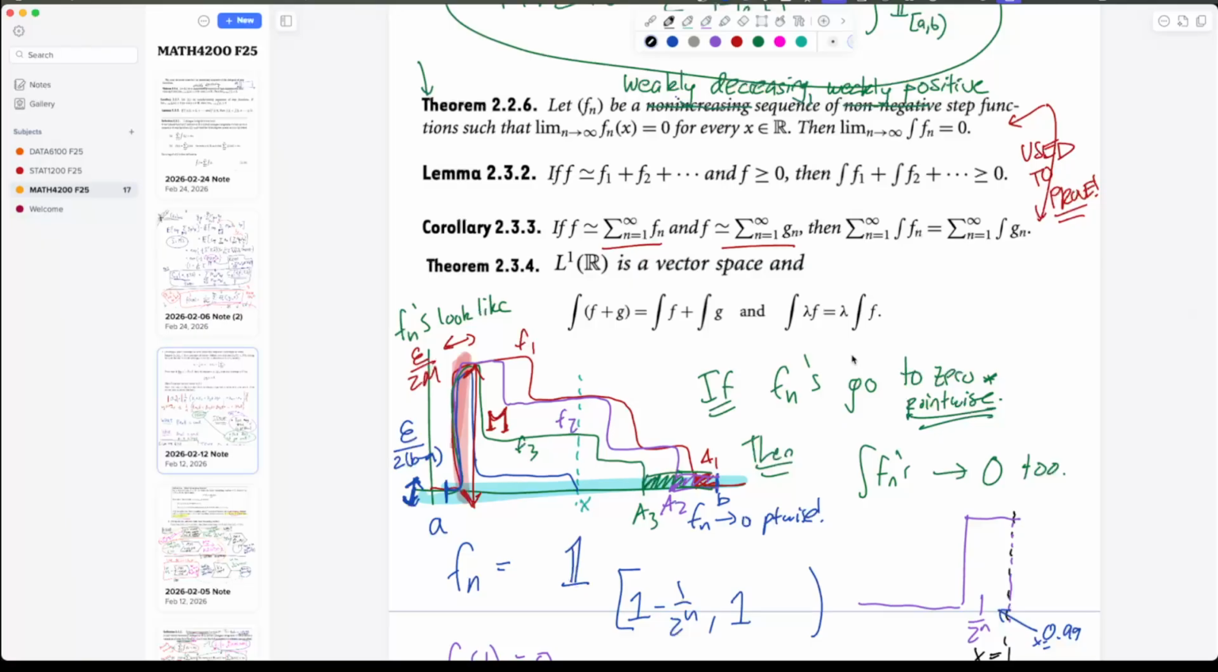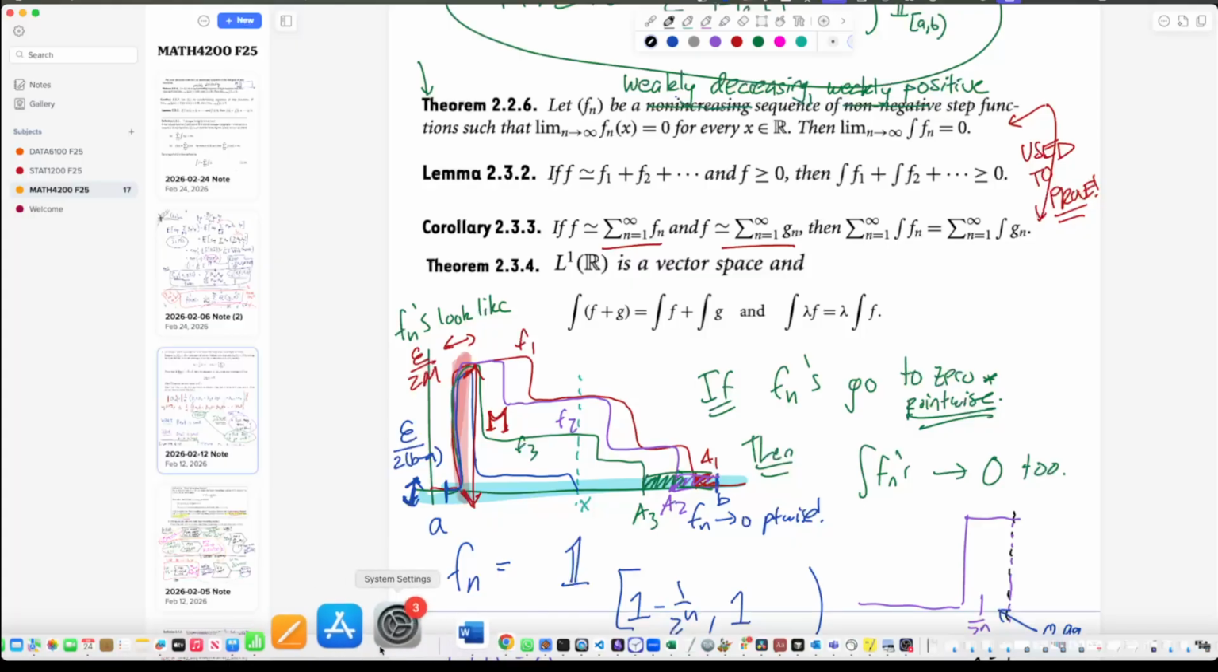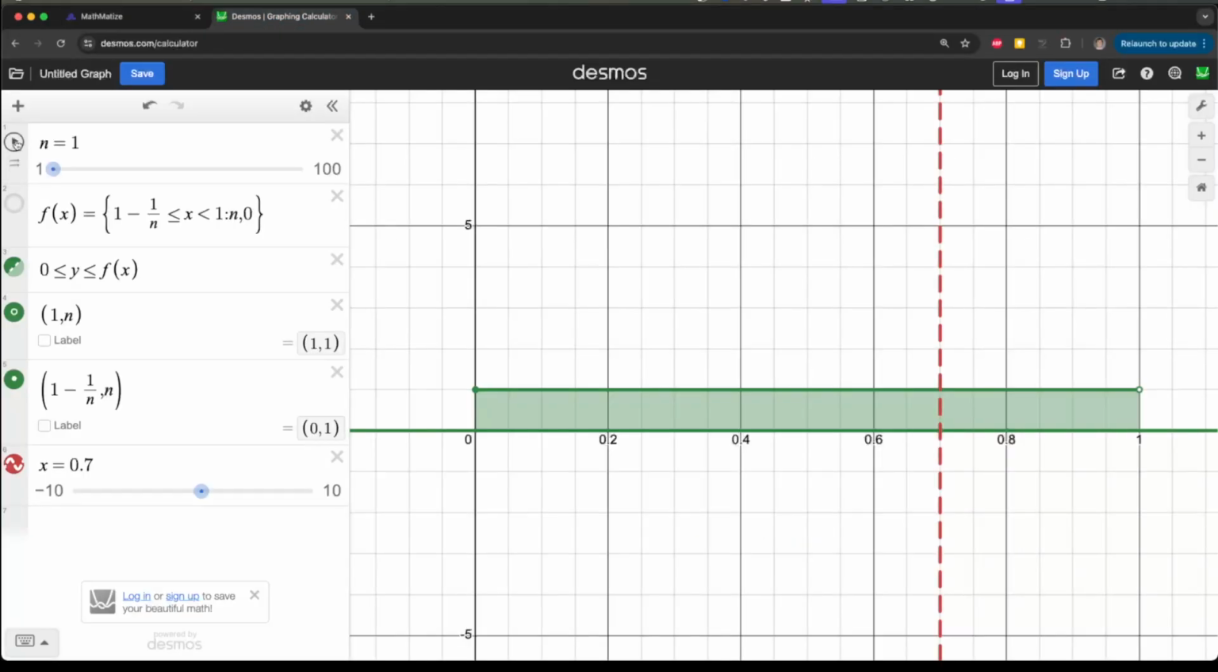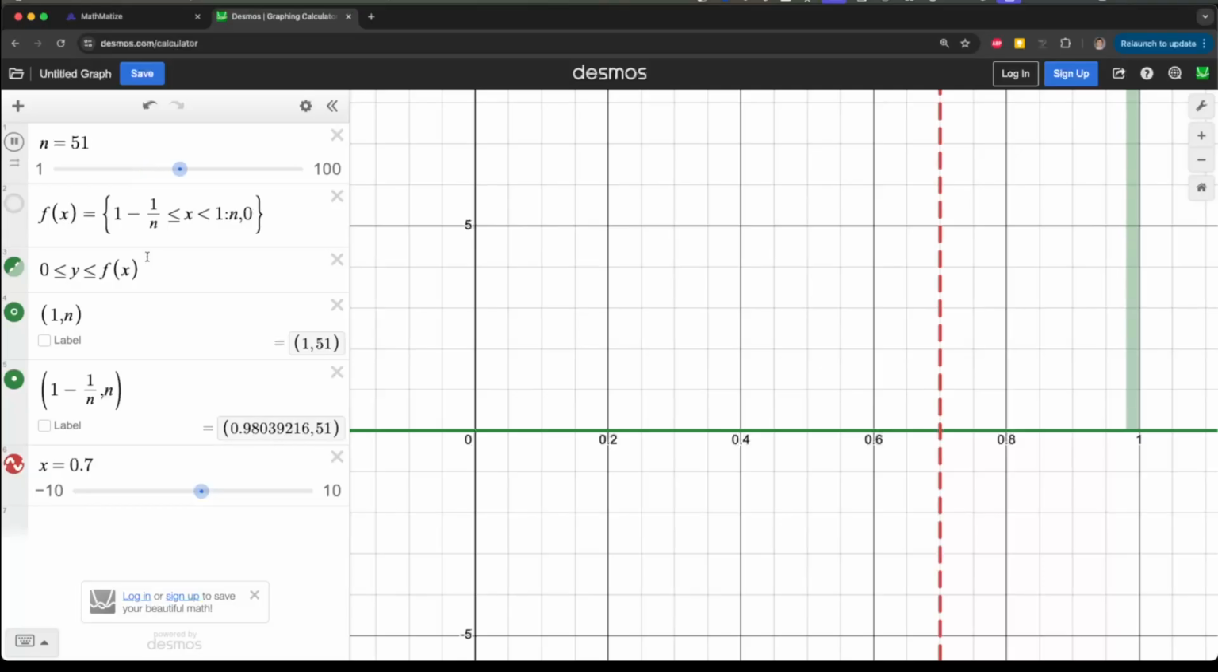They're sort of as bad as they were at the beginning. F1 maybe was a horrible function that was height 1,000, but they're not getting worse and worse and worse, right? So the weakly decreasing is exactly this kind of thing that our example is not doing. This example of functions is not weakly decreasing, because it is going to 0 everywhere, but near 1 it's getting worse and worse and worse, right?